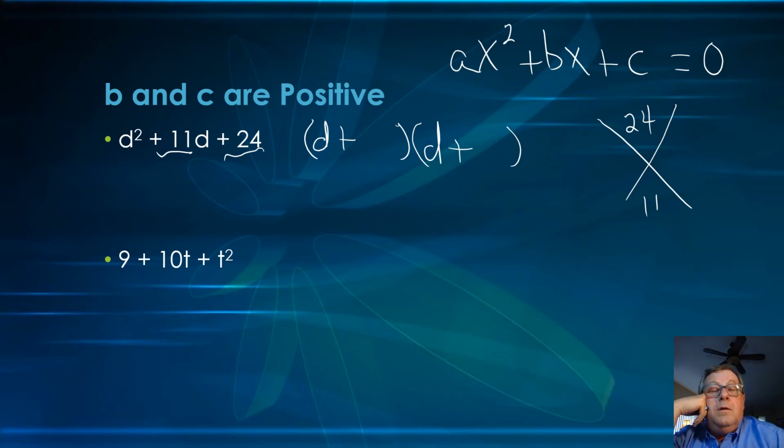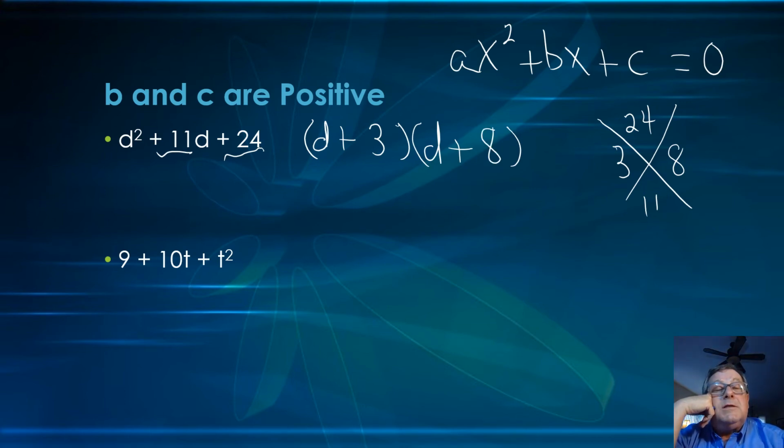Well, let's just deal with 24 itself. Well, 24 and 1 multiply together to 24, but it's not going to add to 11. 2 and 12 is going to multiply to 24, but not add to 11. It'll be 14. How about 3 and 8? Well, 3 and 8 are going to multiply to 24, and they are going to add to 11. Another set I could look at would be 4 and 6. Well, 4 and 6 are going to multiply to 24, but they're going to add to 10. And so now I can determine that my factors are d plus 3 and d plus 8.